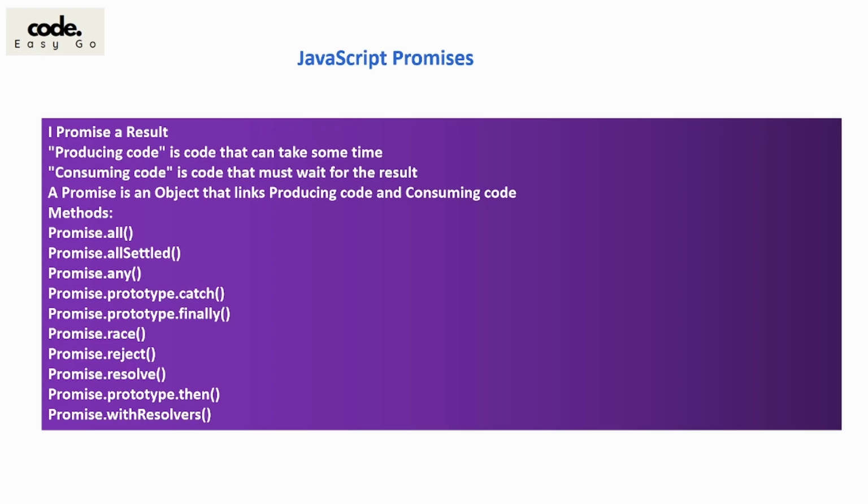I promise a result. Producing code is code that can take some time. Consuming code is code that must wait for the result. A promise is an object that links producing code and consuming code.